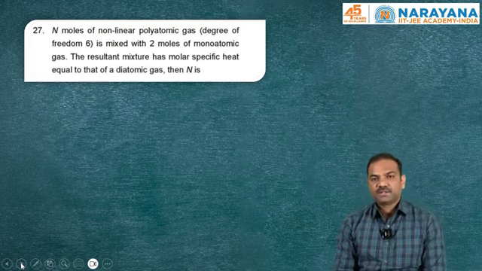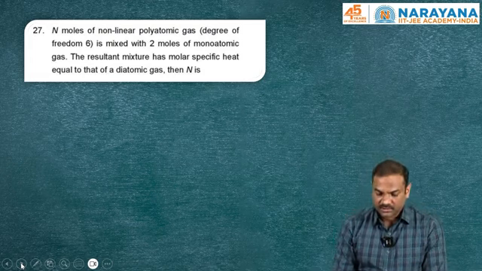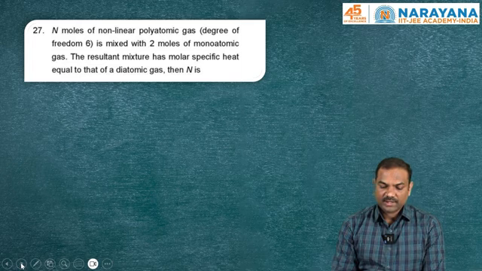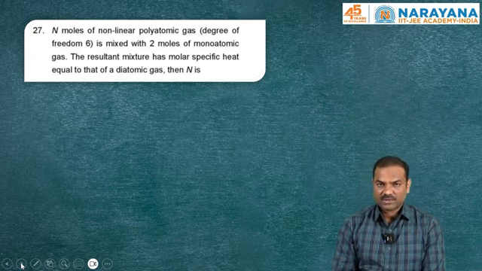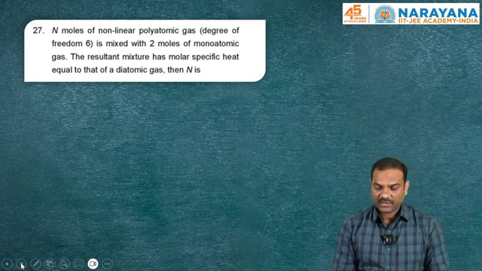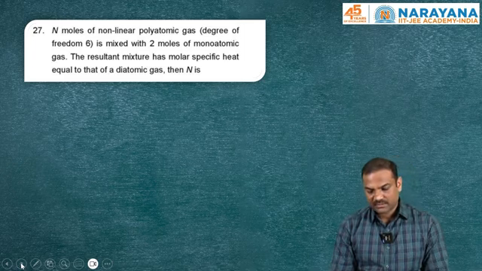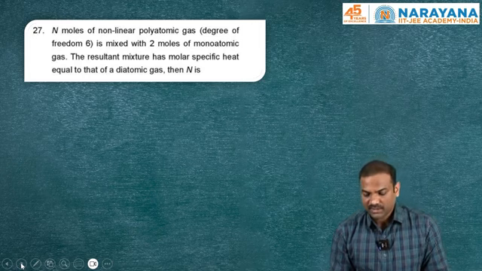So the next question is related to thermodynamics and gases. They have given that n moles of a non-linear polyatomic gas, with degrees of freedom given as 6, is mixed with 2 moles of a monoatomic gas. As it is a monoatomic gas, there is no need to give the degrees of freedom. The resultant mixture has a molar specific heat equal to that of a diatomic gas. What is the value of n?